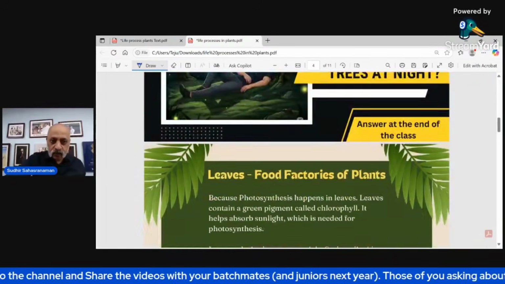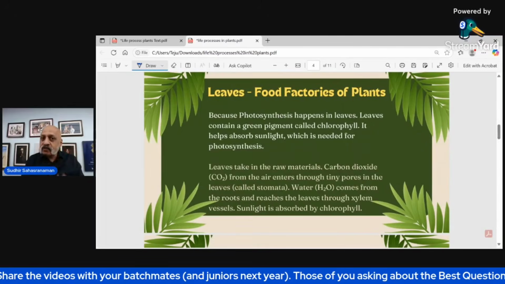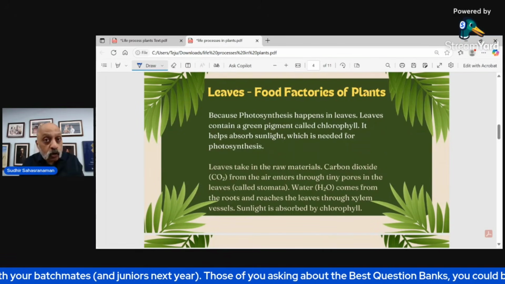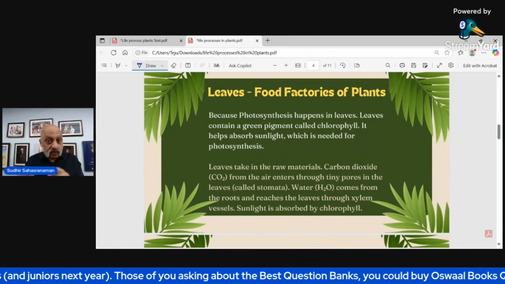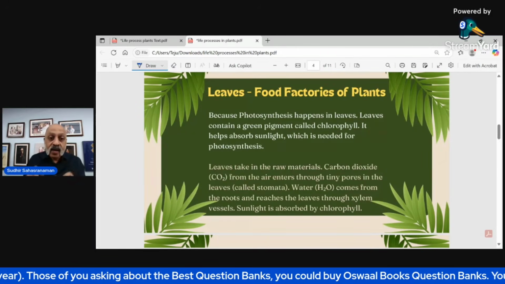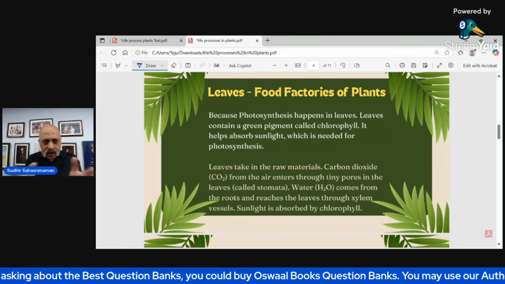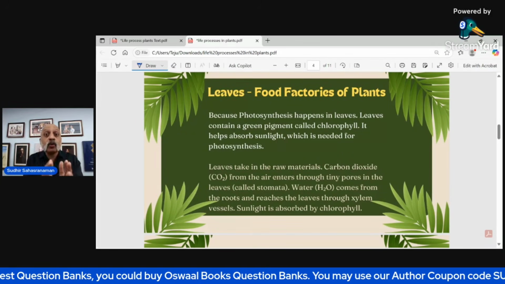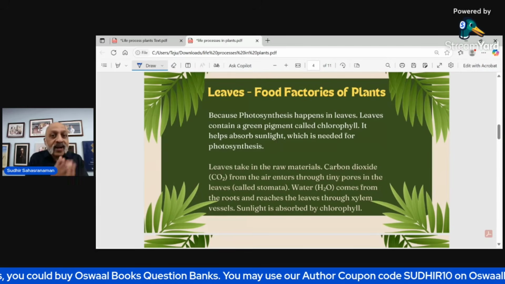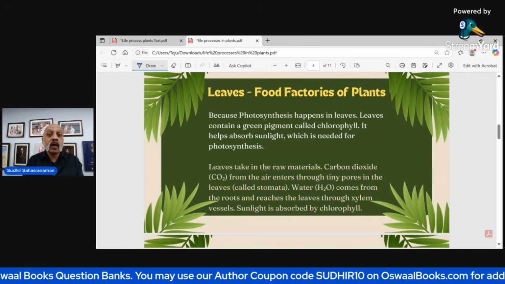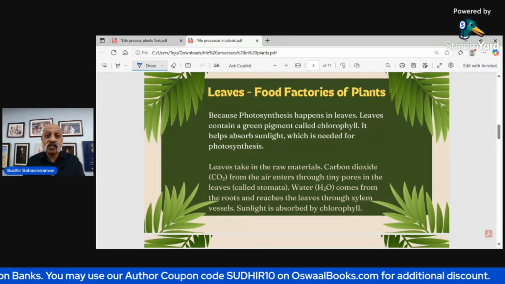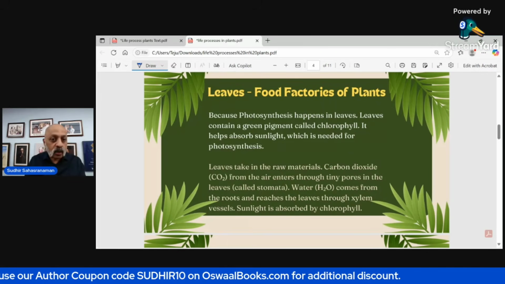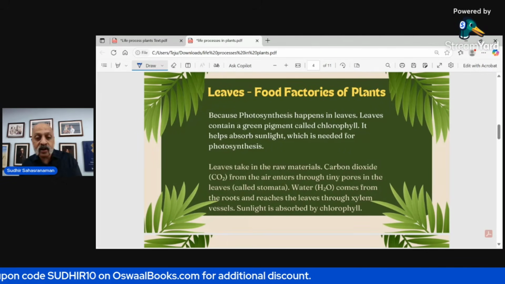So let's go ahead. Why are leaves called the food factories of plants? Because photosynthesis happens in leaves, about which we are going to study a little later. Leaves contain a green pigment. I'm just repeating it so that you understand how the answer is to be written. If you get a 3 marks question, this is the way you write your answer. Take a screenshot so that you can take it down in the notes later also, but do that immediately after the class.